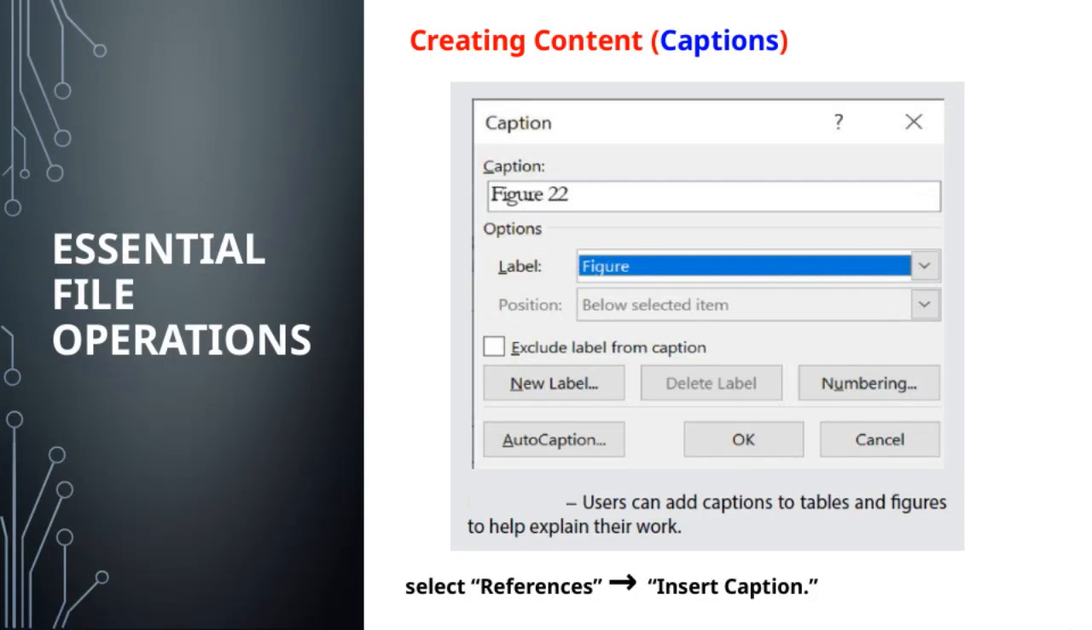Now, to add captions to our content, we'll start by selecting the References tab, then click on Insert Caption. This process is essential for creating clear and accessible content, especially when we want to label figures, tables, or other visuals properly. It's a simple step but very important for maintaining organization and professionalism in our documents.